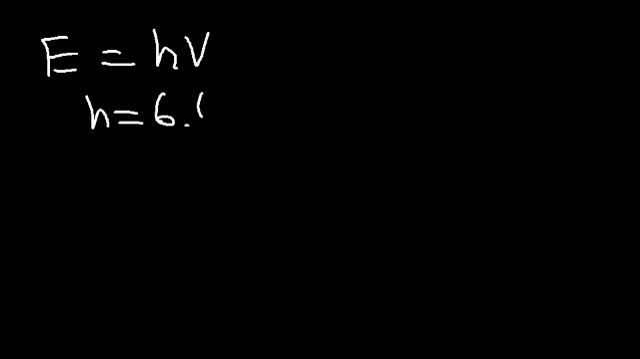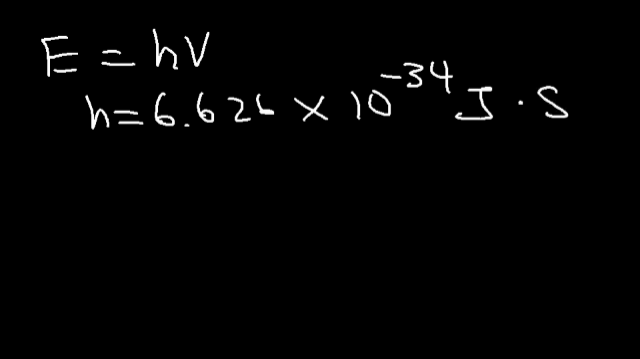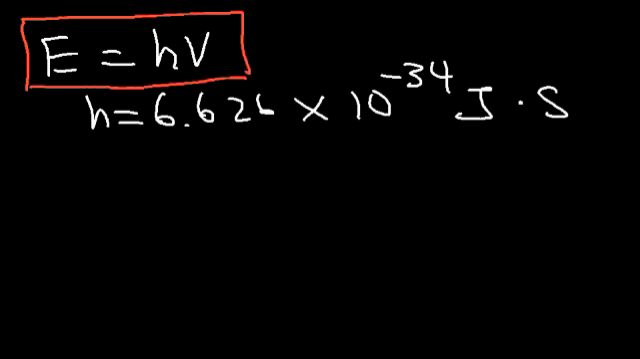Now, there's another equation that you need to be familiar with, and it's this equation. The energy of a photon is equal to Planck's constant times the frequency. Planck's constant is 6.626 times 10 to the negative 34 joules times seconds.